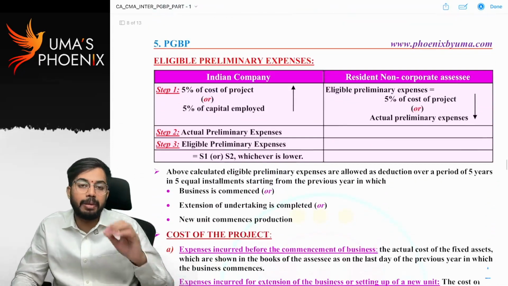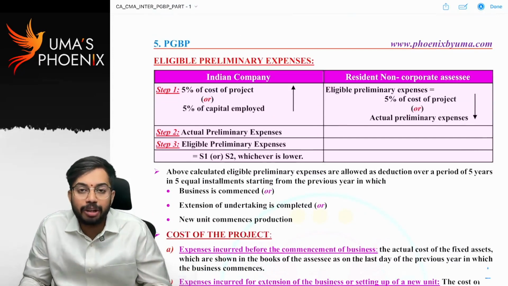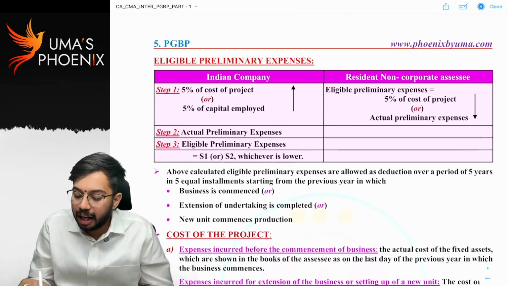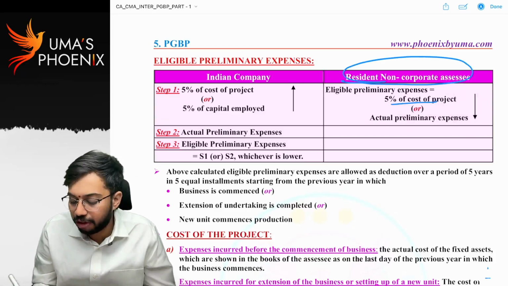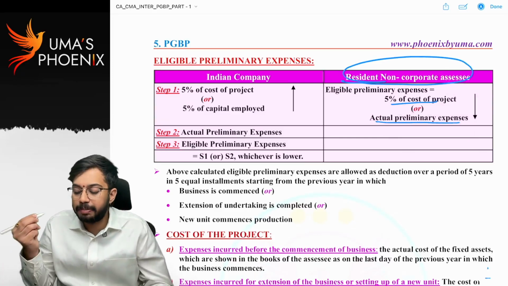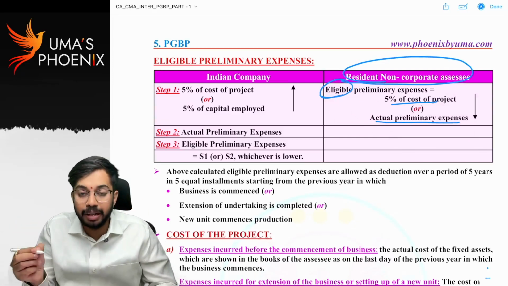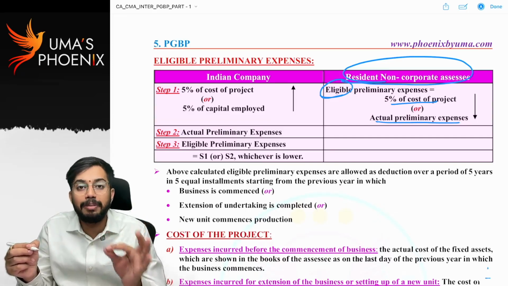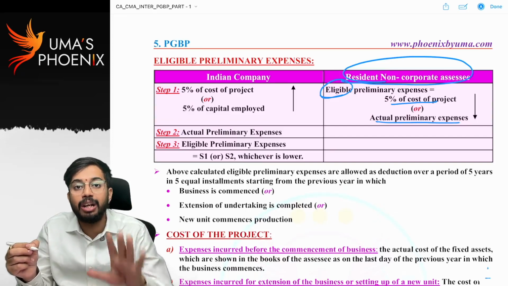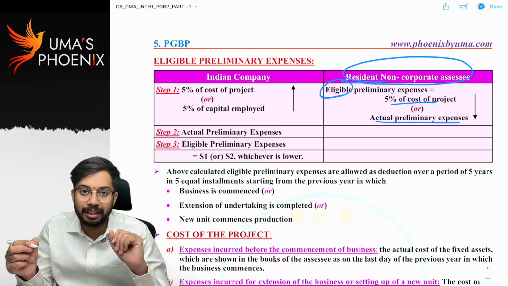Sir, how much preliminary expenditure is allowed as deduction? 100% of the preliminary expenditure is not allowed as deduction. In case of resident non-corporate SSC, 5% of cost of project or actual preliminary expenses, whichever is lower, only that amount is eligible. Whatever the eligible preliminary expenditure is there, it is allowed as deduction over a period of 5 years in 5 equal installments. Is it clear?